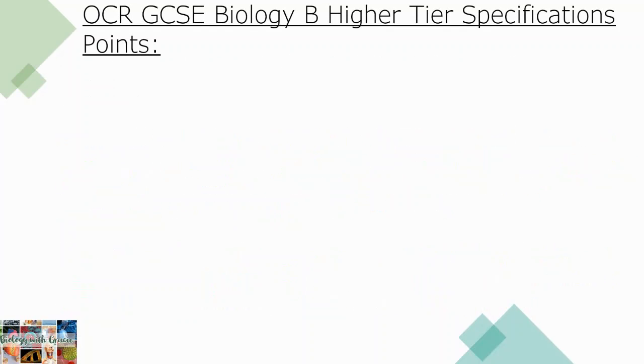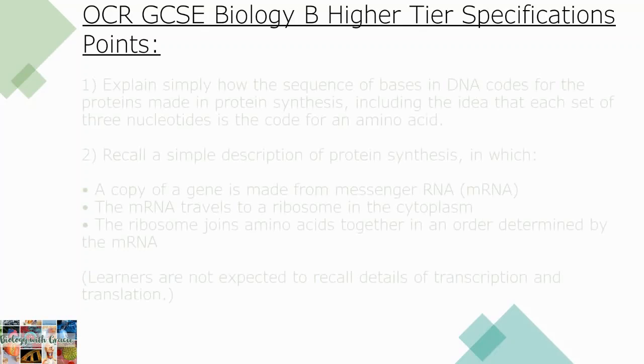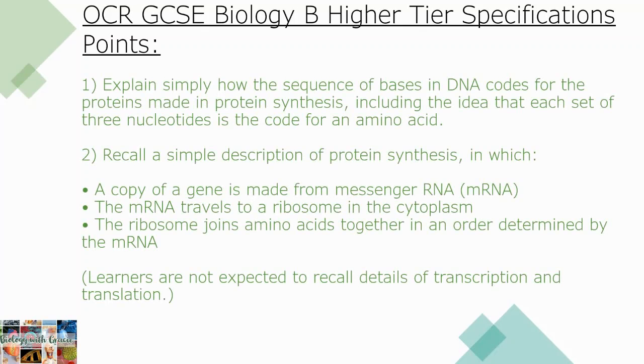And the Biology B higher tier further specification points are number 1, to explain simply how the sequence of bases in DNA code to the proteins made in protein synthesis, including the idea that each set of 3 nucleotides is the code for an amino acid. And number 2, recall a simple description of protein synthesis in which a copy of a gene is made from messenger RNA, mRNA. The mRNA travels to a ribosome in the cytoplasm. The ribosome joins amino acids together in an order determined by mRNA. And learners are not expected to recall details of transcription and translation for this one.